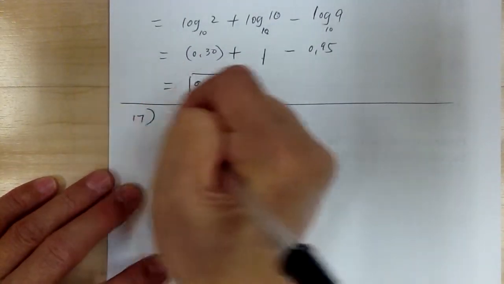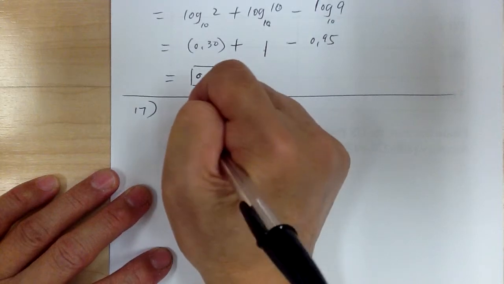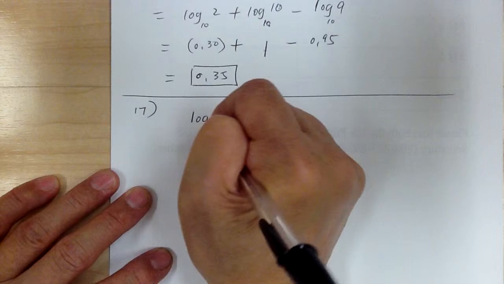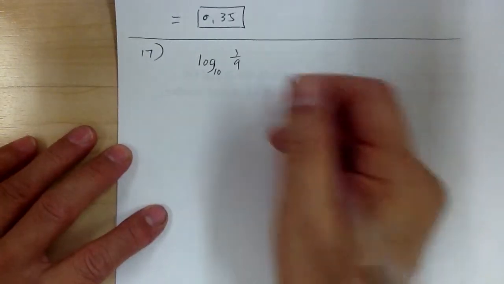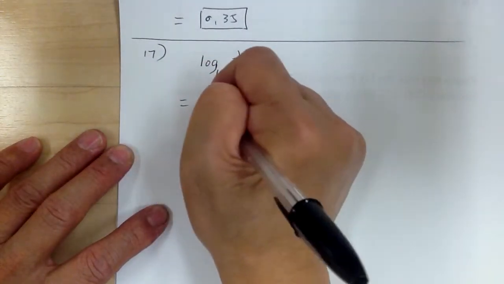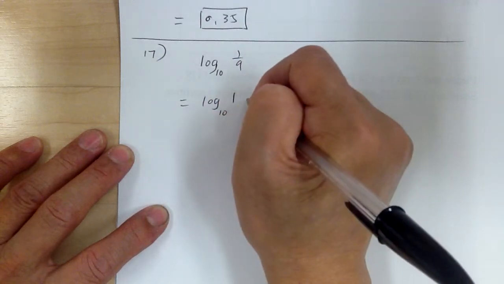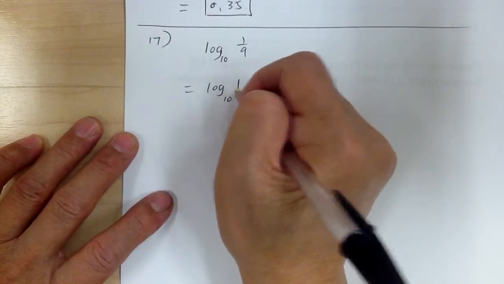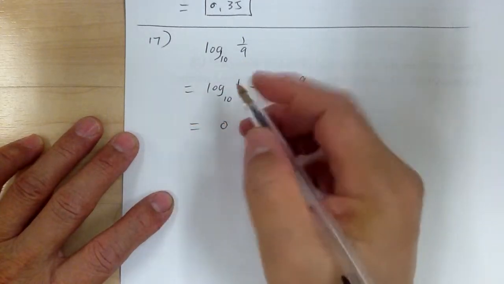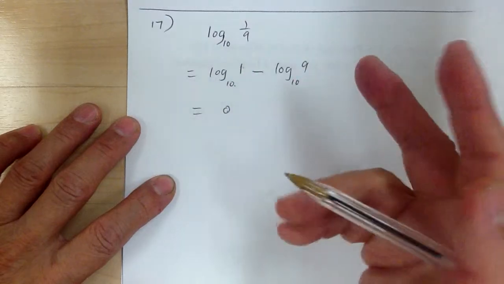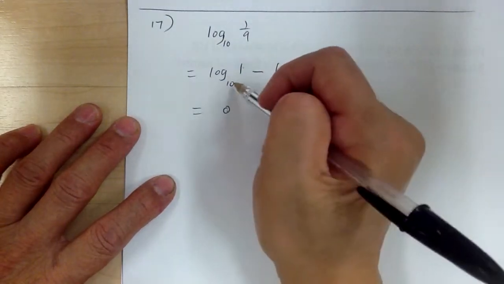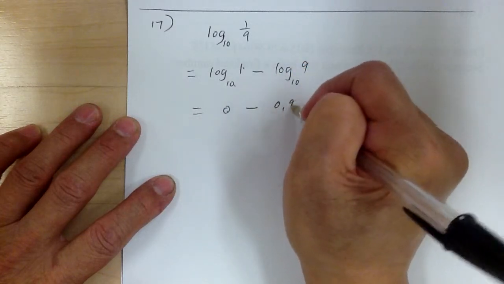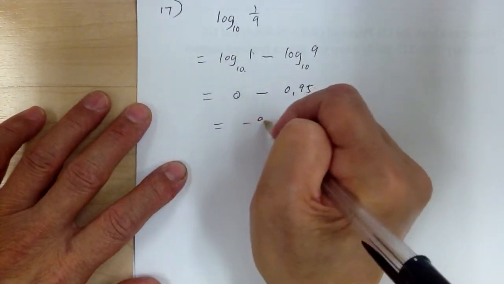Okay, let's go to 17. You have a log of 1 over 9 base 10. So you can go and separate. So this is equal to log 1 minus log 9. Now, log 1 of any base is equal to 0, because 10 to the 0 power equals 1. Remember from the previous lesson when you were doing the switching, 10 to the 0 power equals 1. And this one is equal to 0.95, so the answer is negative 0.95.